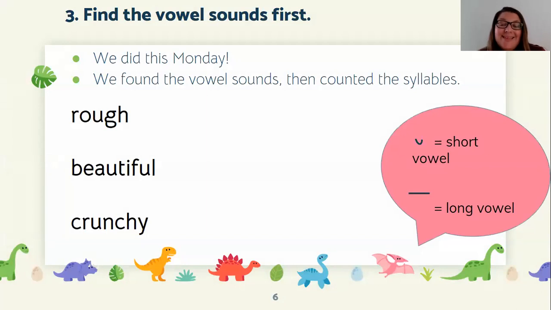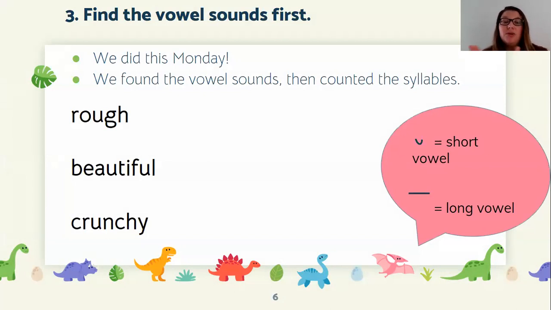The last thing that we did, on Monday, was vowel sounds, and then we counted syllables. So we have the word rough. Rough, that's 1 syllable. What is the OU making together? Is it making an O sound, like roof? Or a U sound, like roof? No, it's making rough. So it's a short vowel sound.